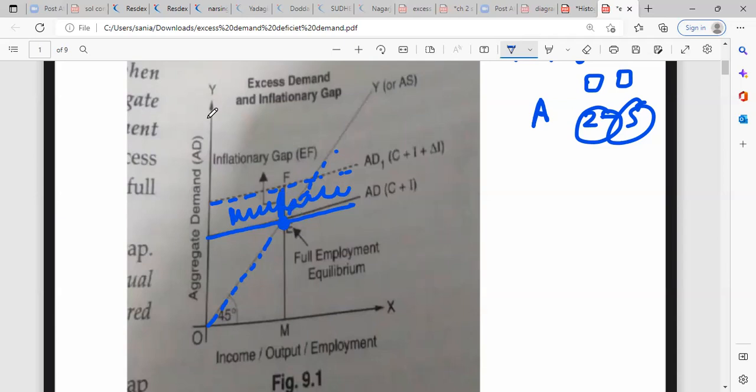Clear? So how will you draw it? You will draw the dotted line and write AS, and over here you will write AD, and over here you will write AD1. Then you will mark it like this and write that this is the inflationary gap. Clear? Yes, ma'am. Okay. So you will mark this one like this. This is your inflationary gap.